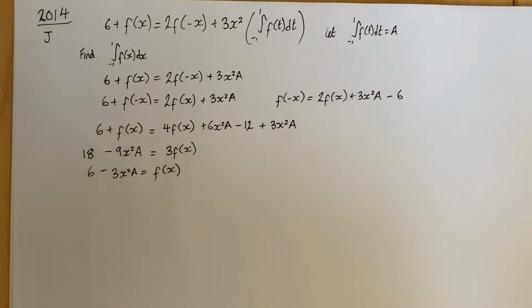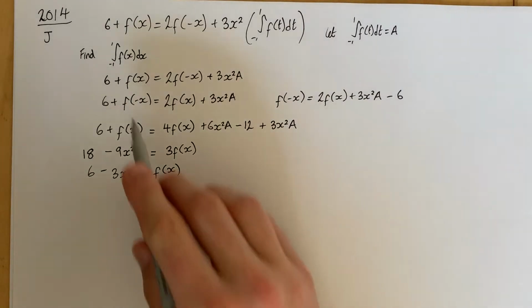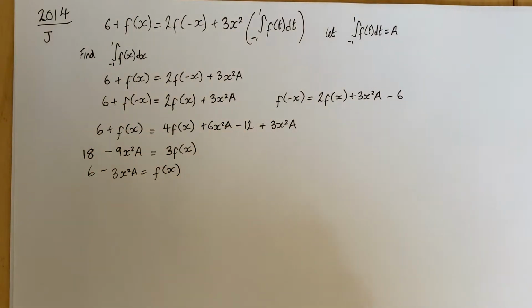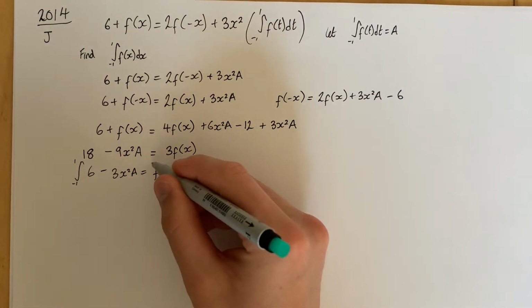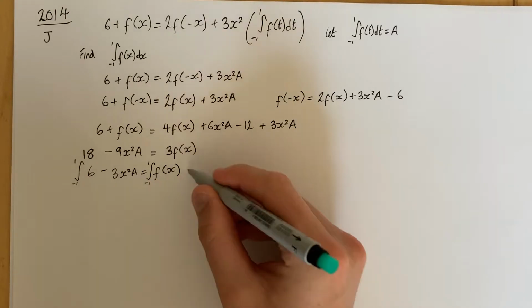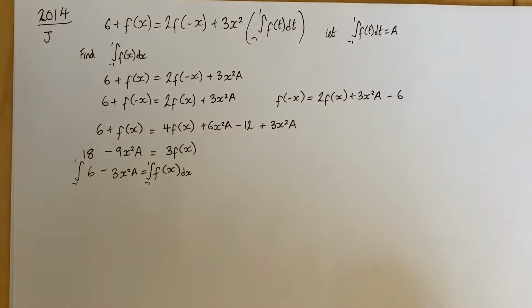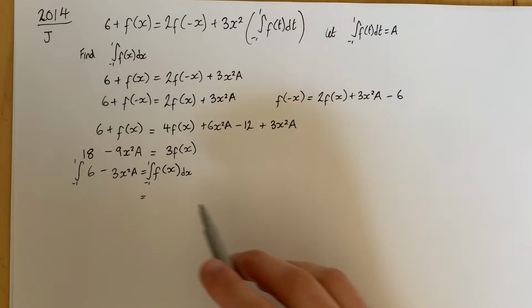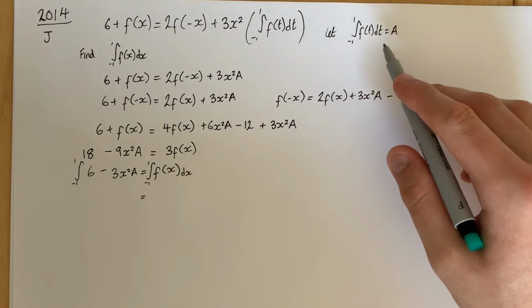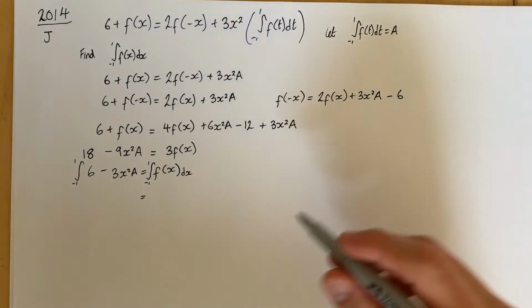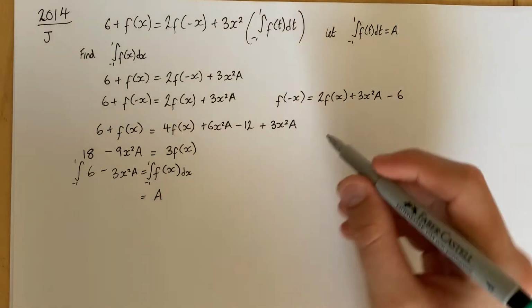Now, what I want to do is integrate both sides between 1 and minus 1, because that will give me the value that I'm after. So if I integrate this between minus 1 and 1, pretend there's a dx in there, I don't really have room for that. Then what happens? Well, this right hand side, what does it become? The integral of f of x between minus 1 and 1 is exactly the same as the integral of f of t between minus 1 and 1. So it's just going to become a.